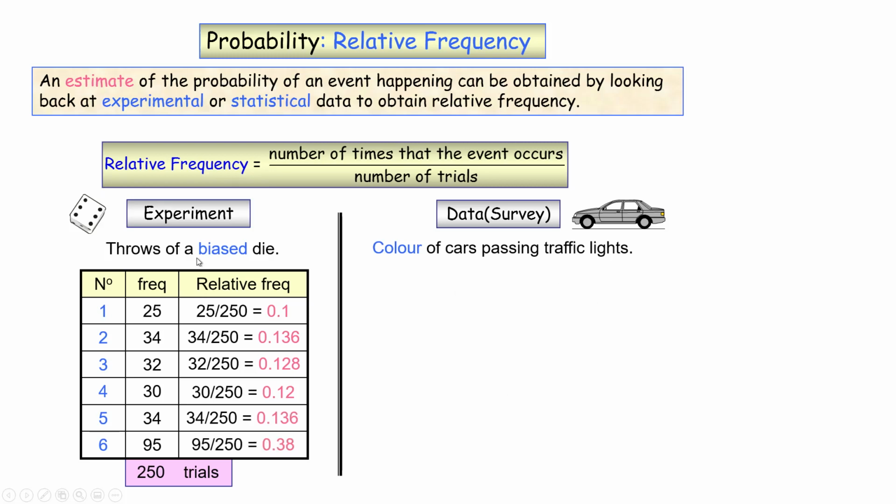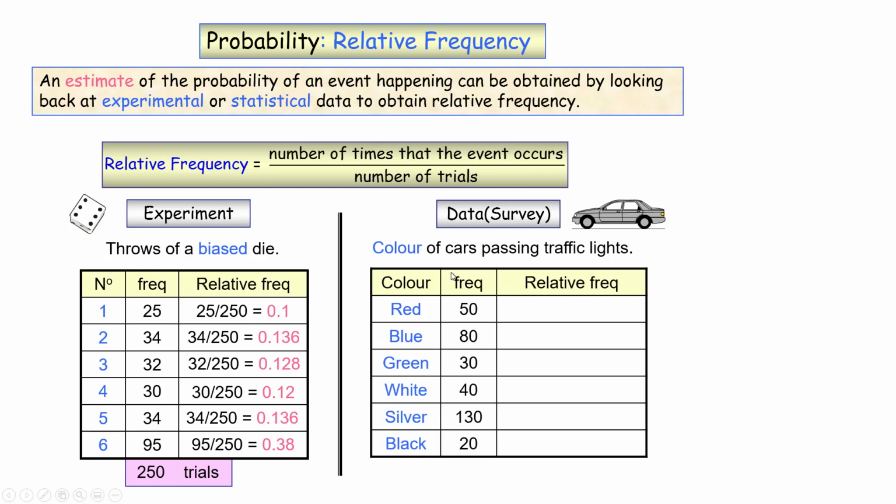Okay, so that's based on an experiment. Someone had the die and rolled it 250 times to see what occurred. You can also do it on data. You could sit outside and watch the cars going by, and tick off the colors as they go by. Someone's watched 350 cars go by, and then they've worked out the relative frequencies. So the chance of red is 50 out of 350, blue 80 out of 350, and so on. And you can see that silver is the most popular color.